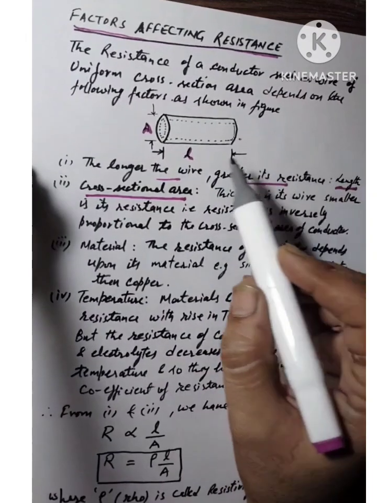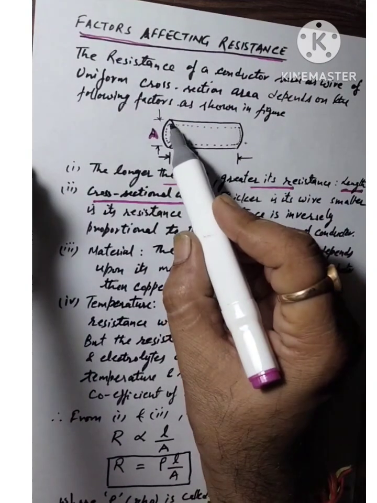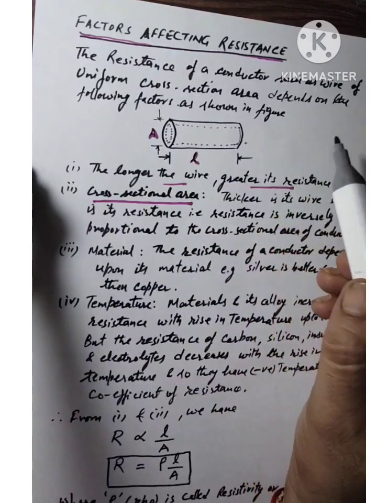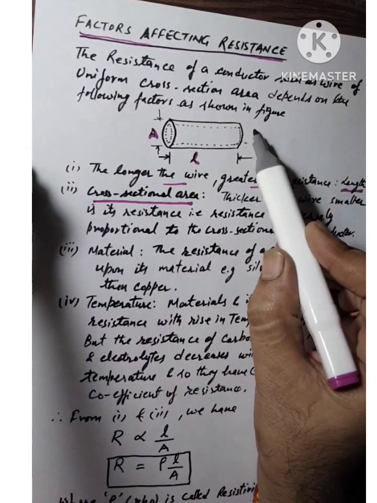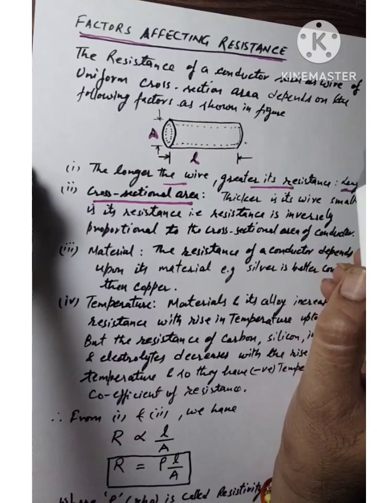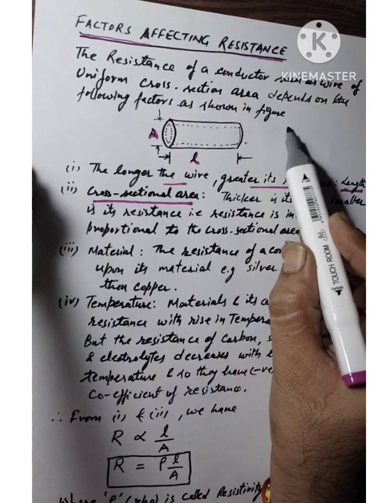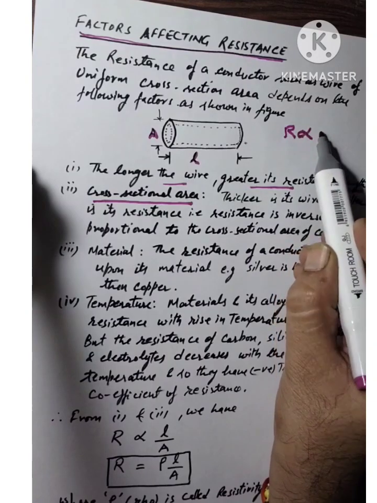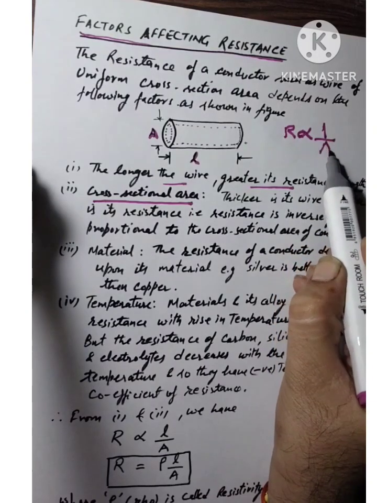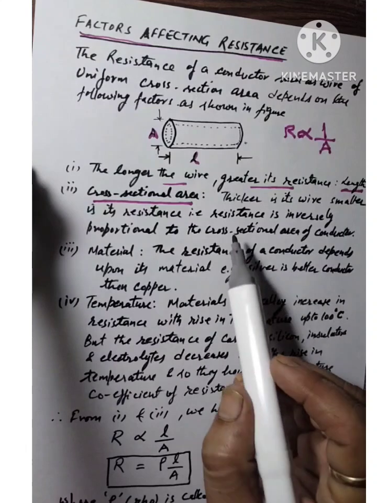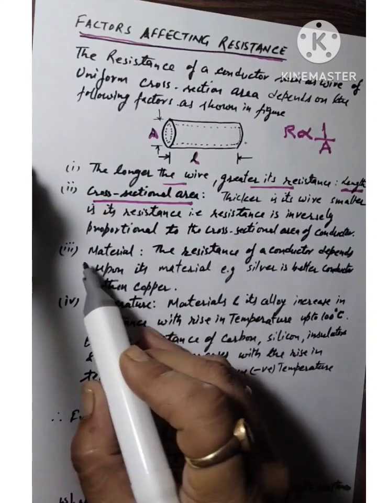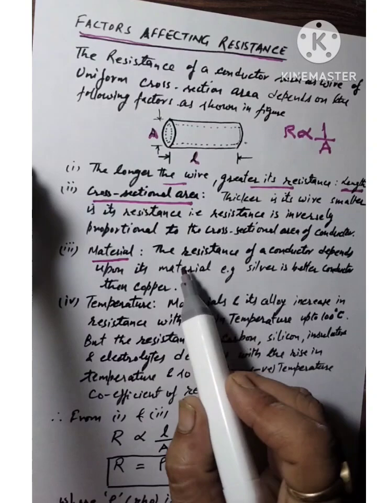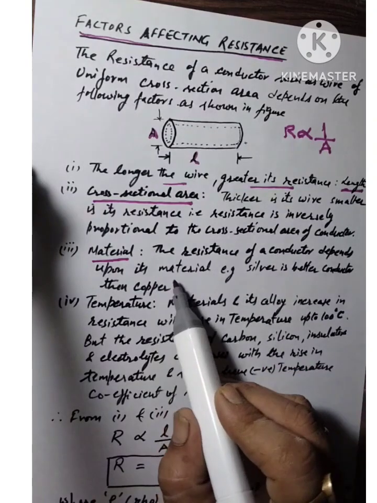If the wire is thicker, the area is larger, and the smaller is its resistance. R is inversely proportional to 1 upon A. Third point is material. It depends upon the material of the resistance. The resistance of a conductor depends upon its material.